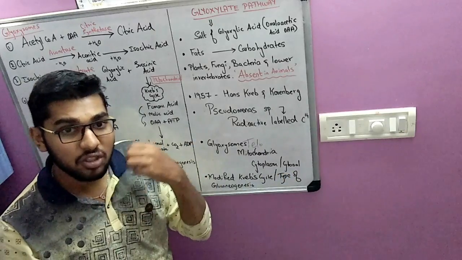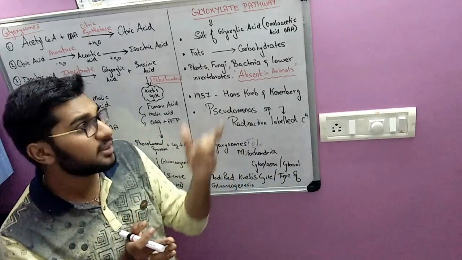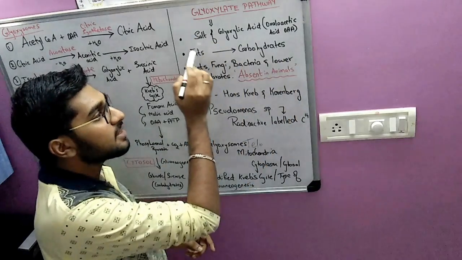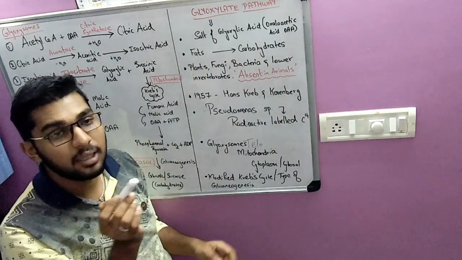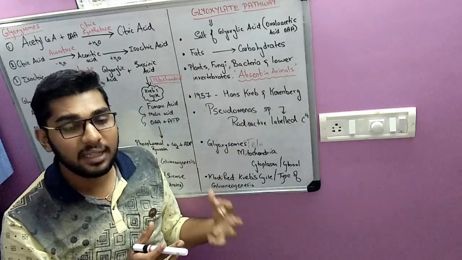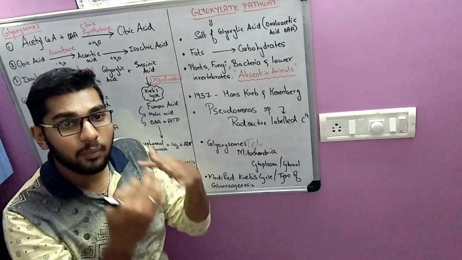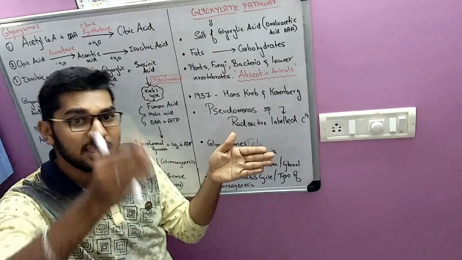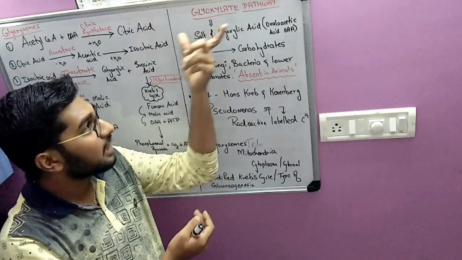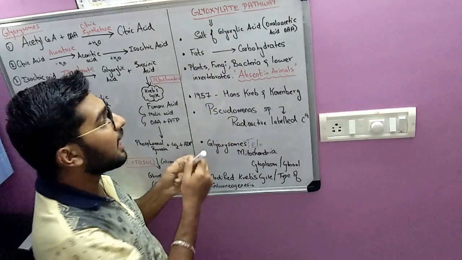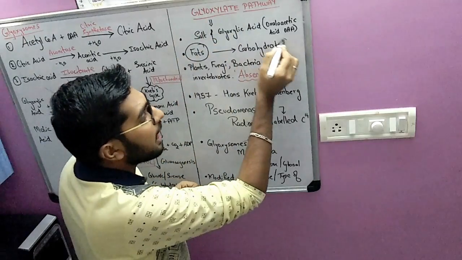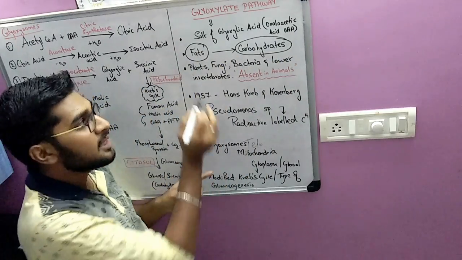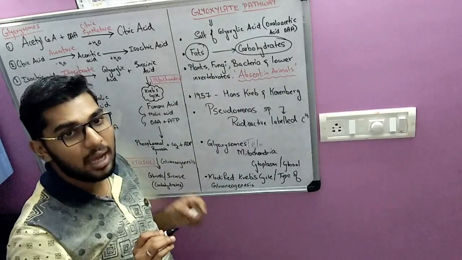For their derivation of energy other than photosynthesis, the pathway they follow is the glyoxylate pathway, where fats are converted to carbohydrates. Through this process, they obtain the energy for their development, and when the leaves develop, the glyoxylate pathway ceases and the photosynthetic pathway begins. So this glyoxylate pathway deals with the conversion of fats to carbohydrates.